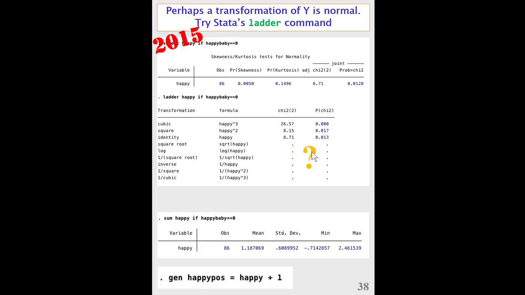So I first created something else where I added 1 to the variable. I called it happy pulse, for positive. So I add 1 to something that is at its minimum minus 0.7. I'm quite sure to end up above 0. And then give that another try with that same ladder command.